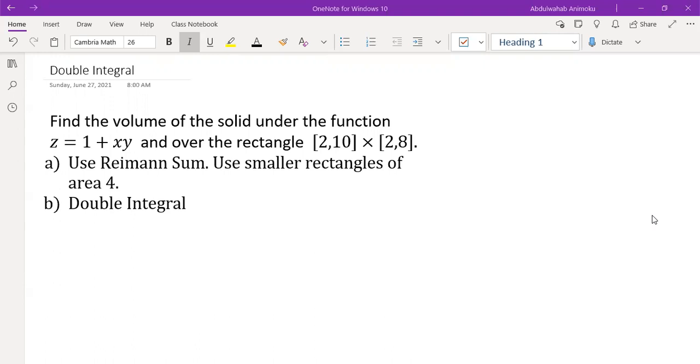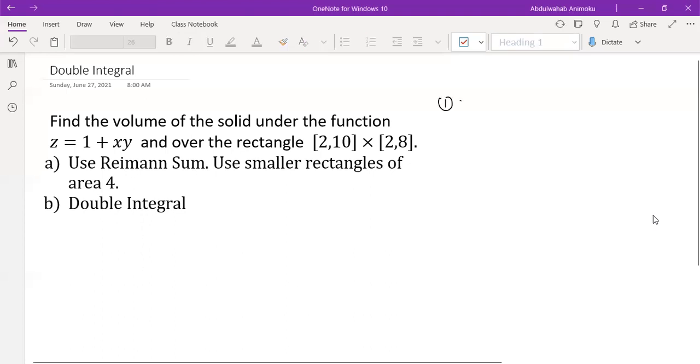And then in our solution, we're going to use two methods. The first is we use purely Riemann sum to evaluate this. And each rectangle we are going to use will be of area 4. So we have to find this region and find the smaller rectangles. And then we'll solve the problem using double integral. So let's just get started.